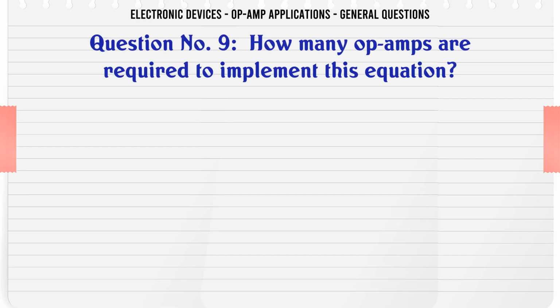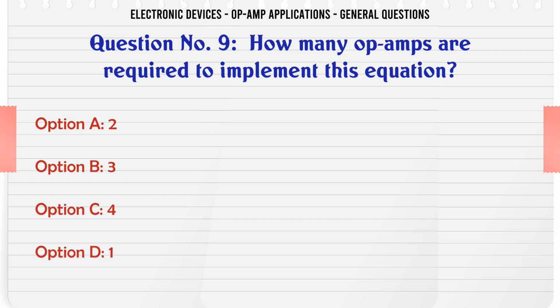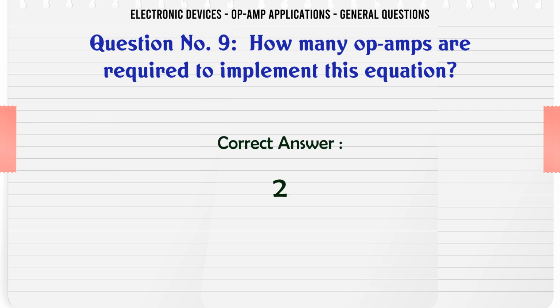How many op-amps are required to implement this equation? A: 2. B: 3. C: 4. D: 1. The correct answer is 2.